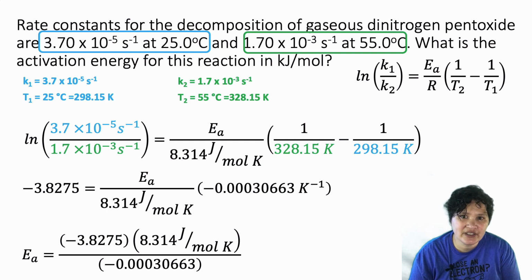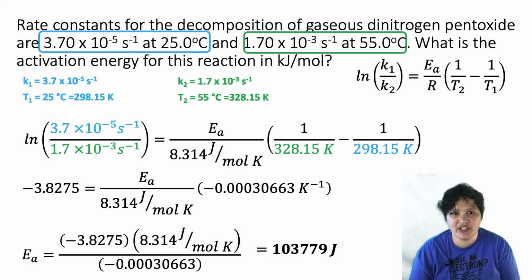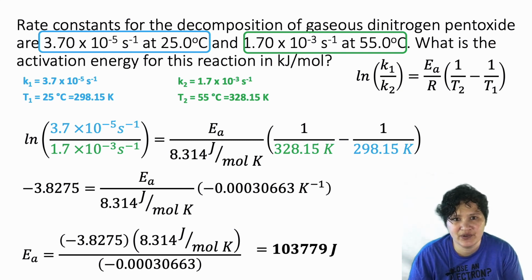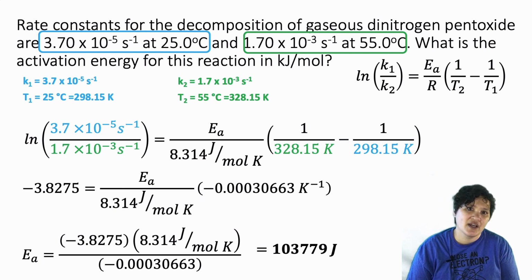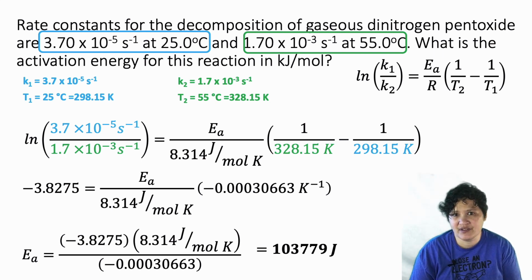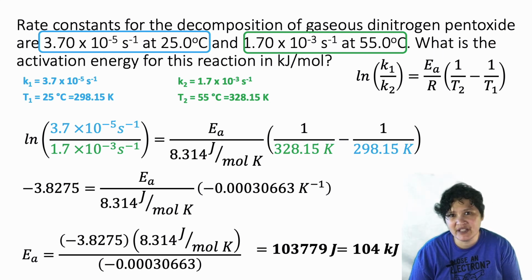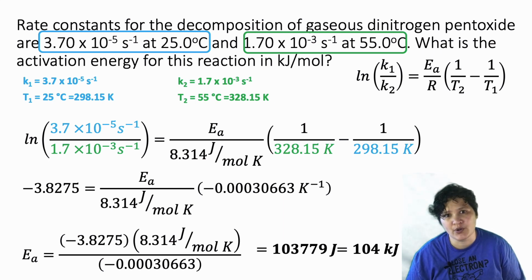Plug it into your calculator and you get an activation energy of 103,779 joules. I'm going to convert that into kilojoules, not because I need to, but because it's a convenient way to get the right number of sig figs, so we end up with 104 kilojoules.